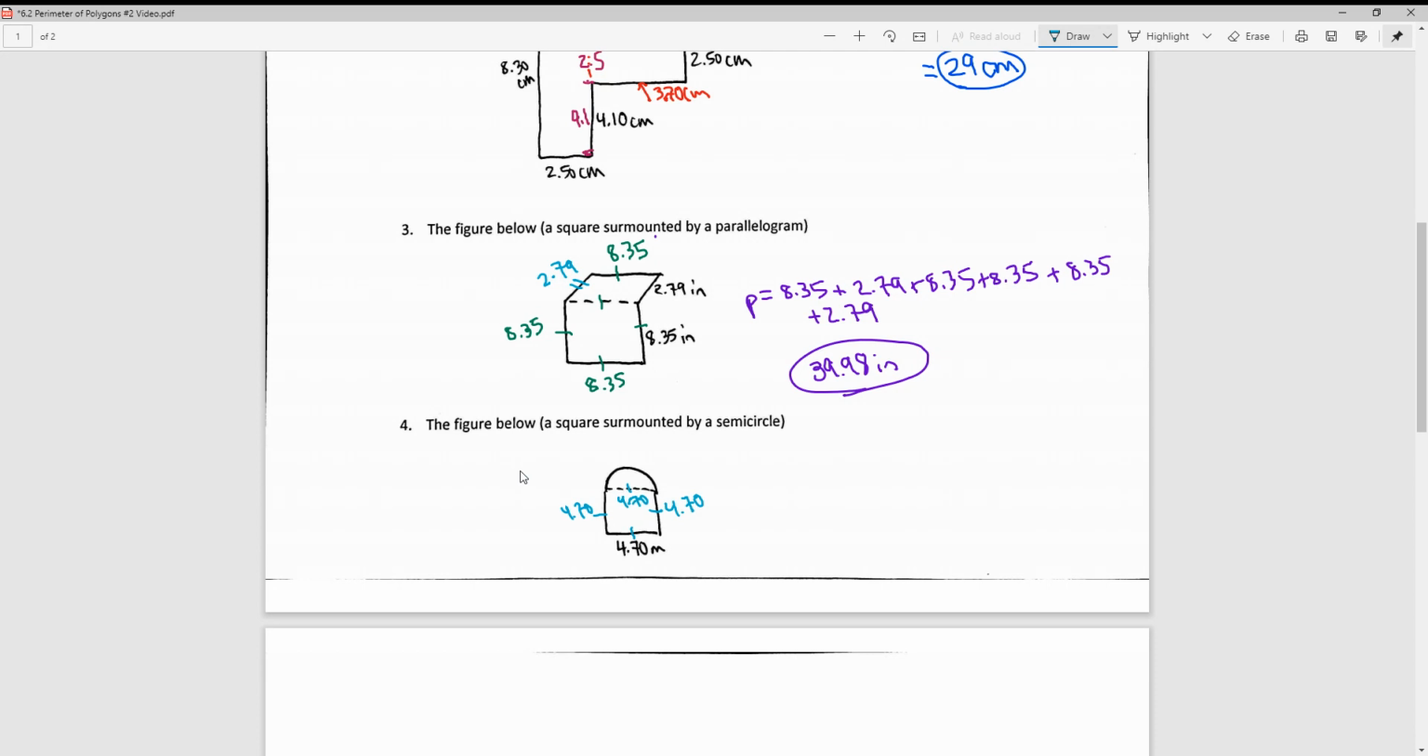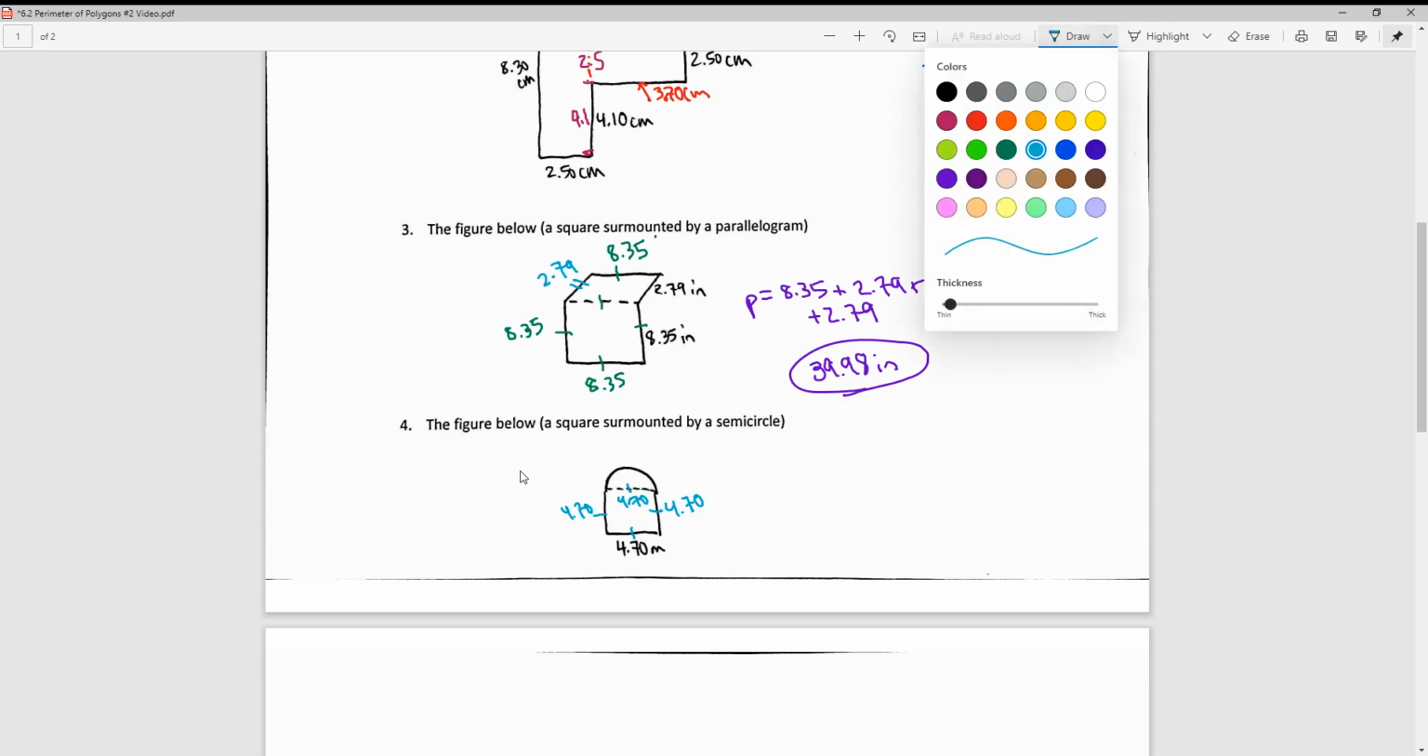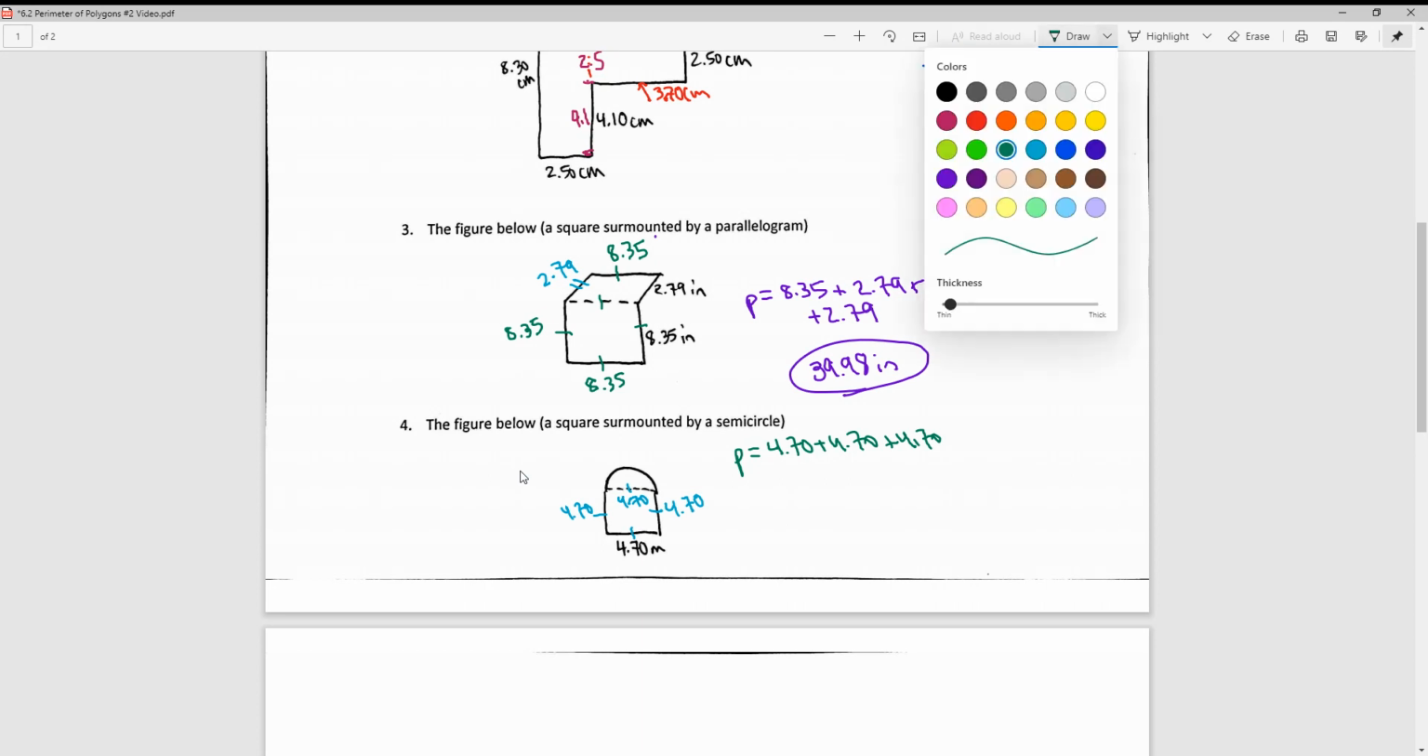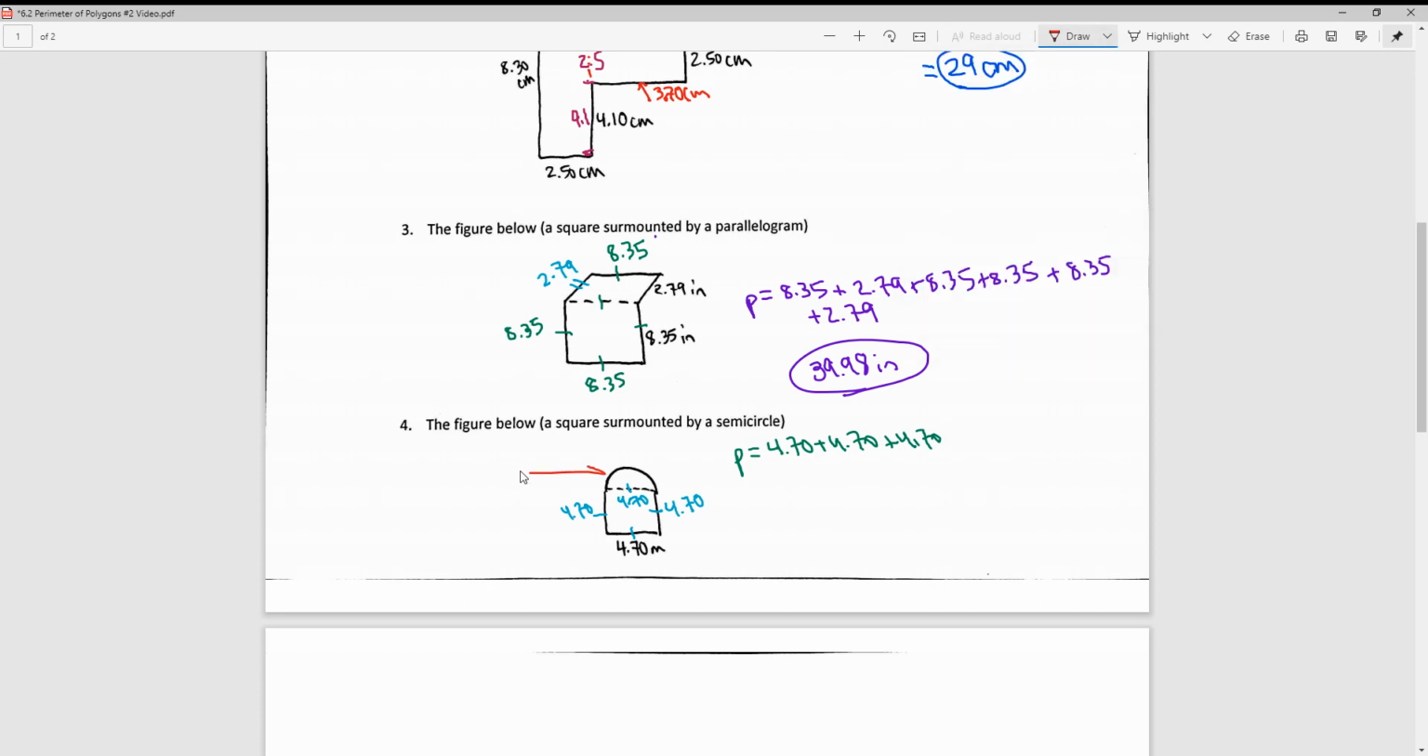So we have basically 2 parts we need to take care of. We need to take care of the square part, which is 3 sides of the square. So I'm going to add those 3 4.70s. But then we also need to deal with the rounded part. The rounded part is half of a circle.